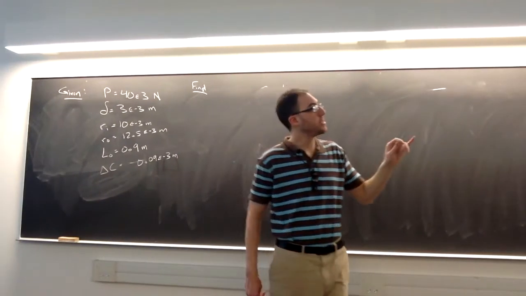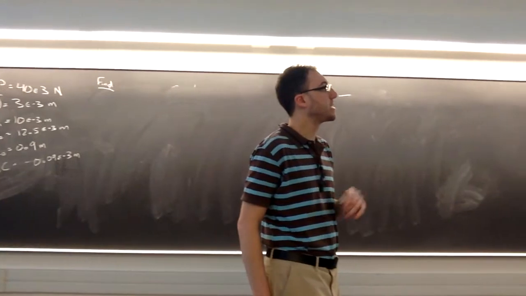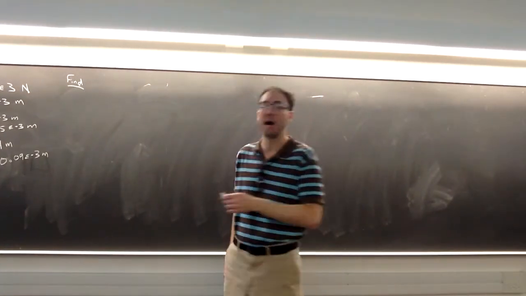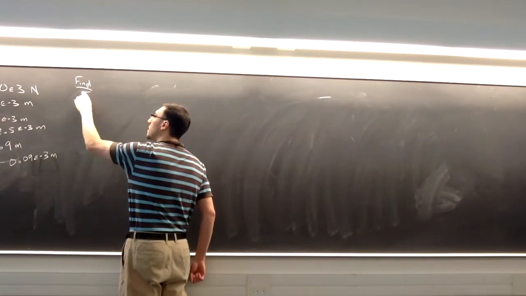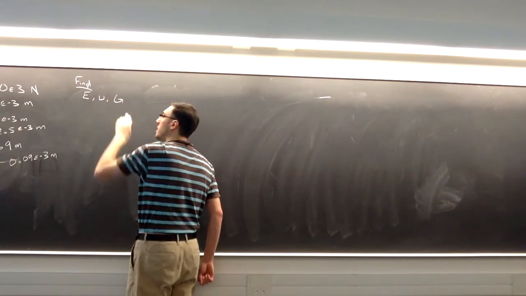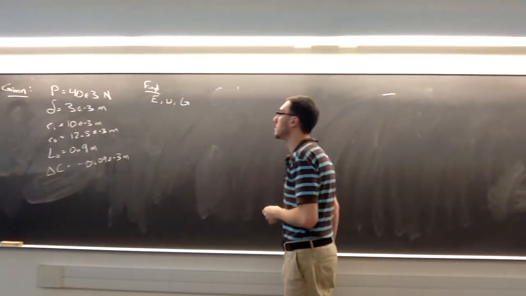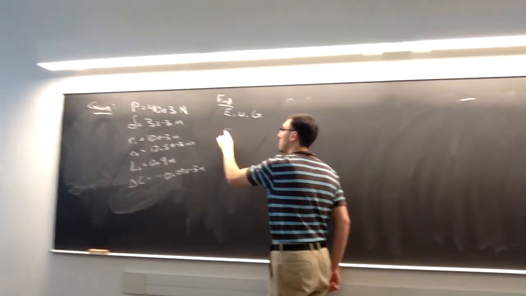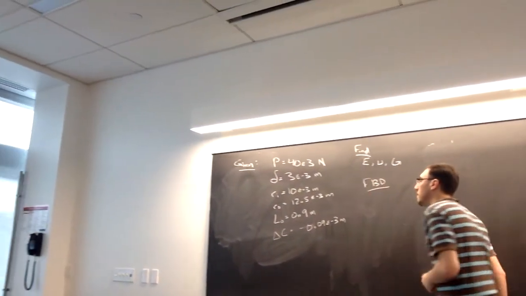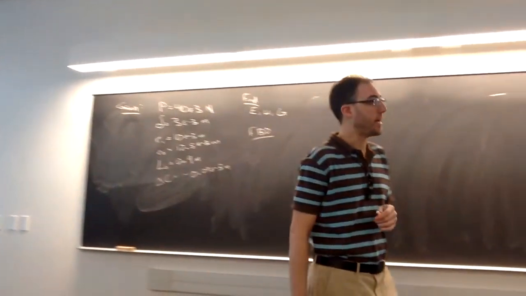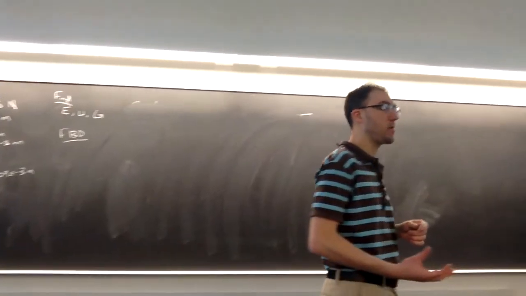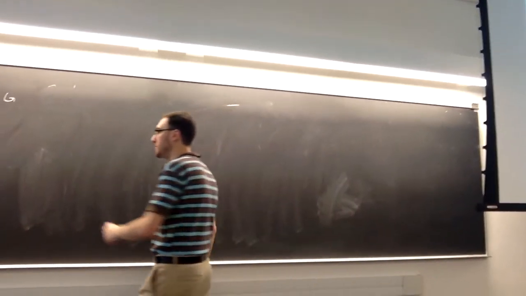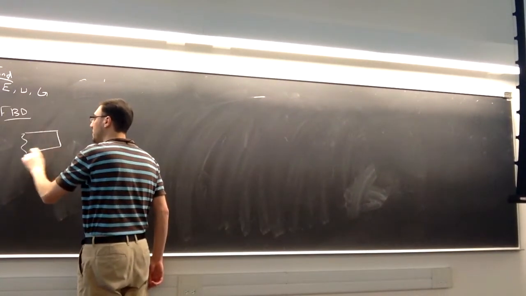And we want to find the modulus of elasticity, the Poisson ratio, and the shear modulus. We want to find E, nu, and G. We're using stresses here, or things derived from stresses. I do want a free body diagram. It will be very simple.